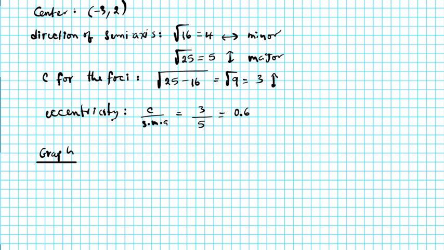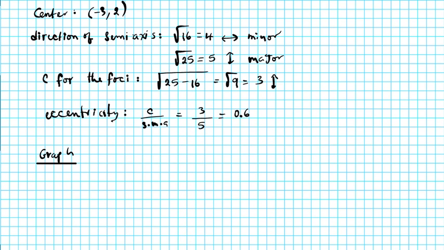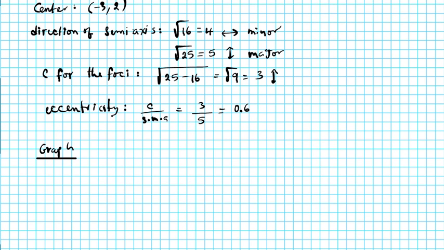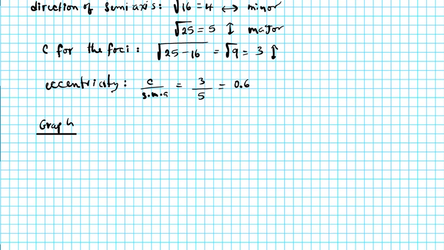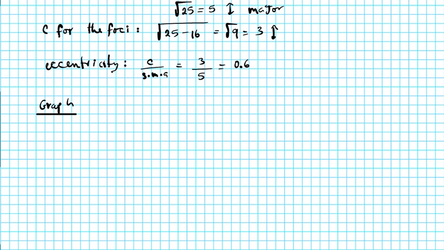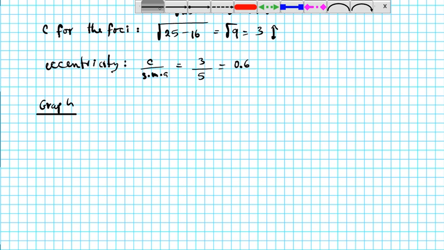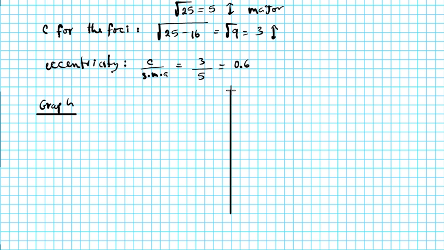Since we're going 3 units to the left and 2 units up, our center is going to be in the second quadrant. So let's make our second quadrant as big as possible. I'm going to shift my y-axis to the right a little bit, and then shift my x-axis down.